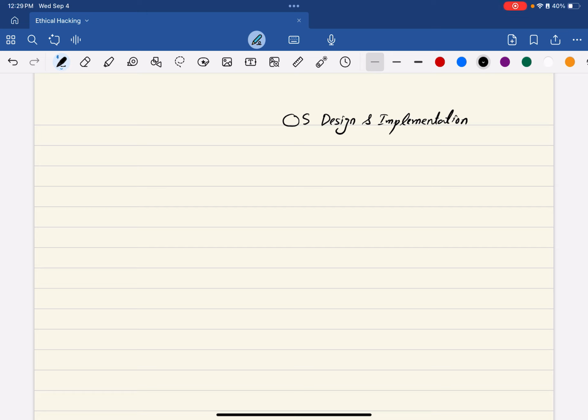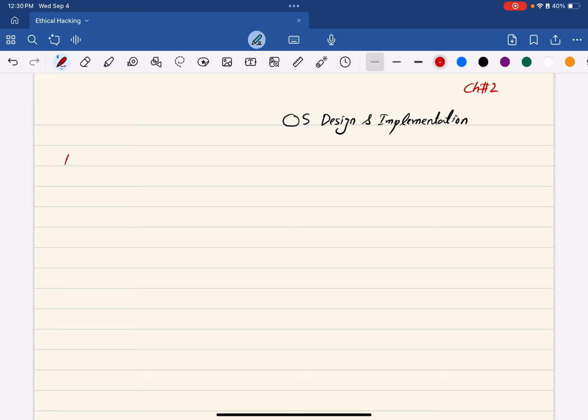So in this particular section, we will be discussing operating system design and implementation steps, like what are the different steps involved in designing and implementation of operating system. And this is the part of chapter number 2, operating system structures.